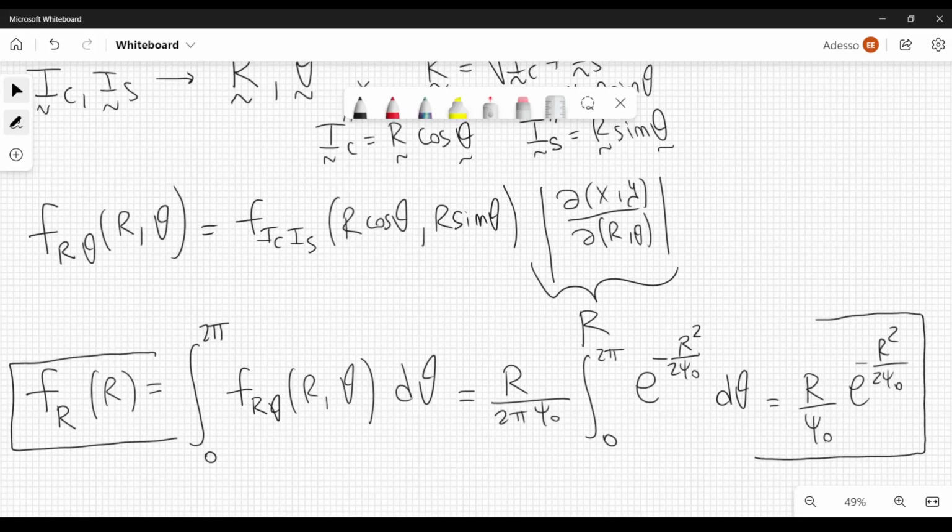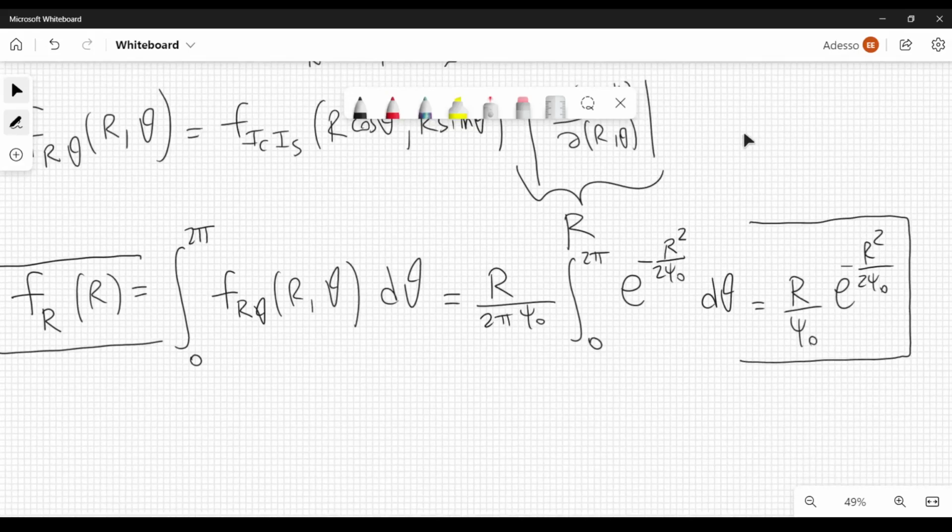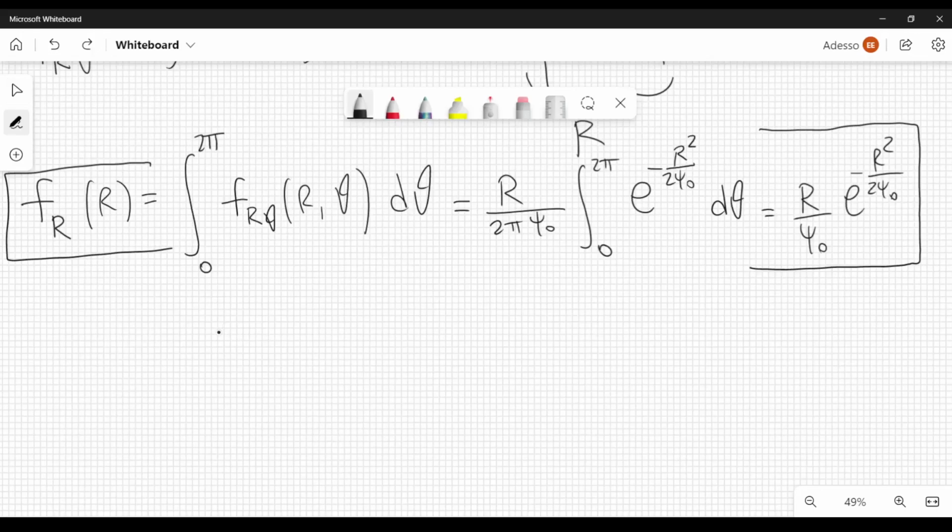This is called the Rayleigh distribution, and this distribution is defined from 0 to infinity because r is non-negative. And this function can be sketched like this. So f r, if we sketch it from 0 to infinity, so this is the axis r, it has a maximum at r equal to the square root of psi 0. So its maximum is located at r equal to the standard deviation of the signal, and then it goes to 0 at r equal to infinity.